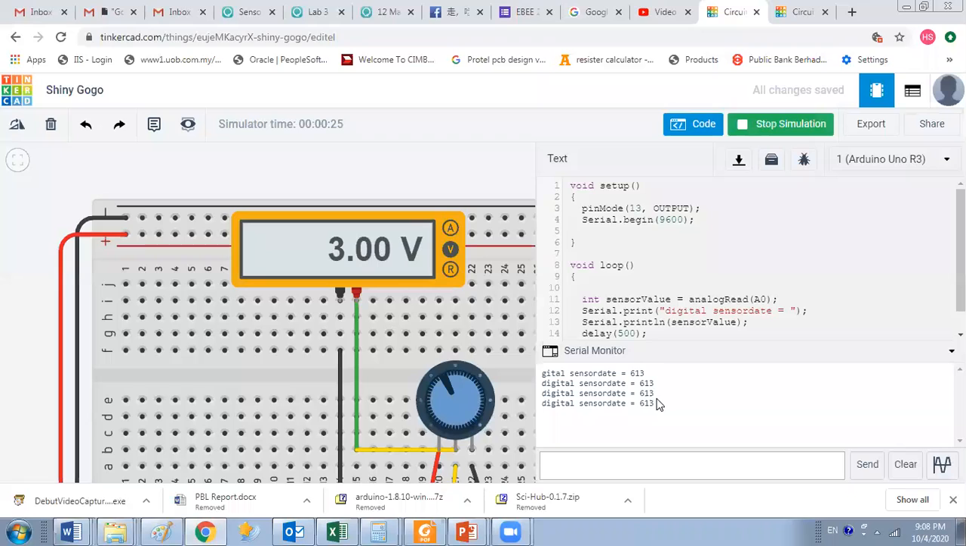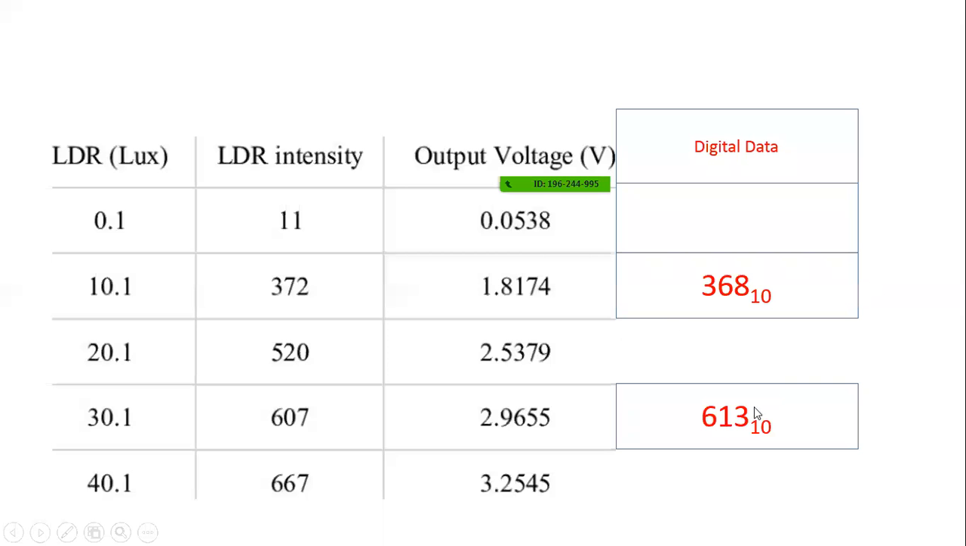613. So 613 is our digital data. That means this is our human data. The lux power is actually 30. But well, the computer language is 613.